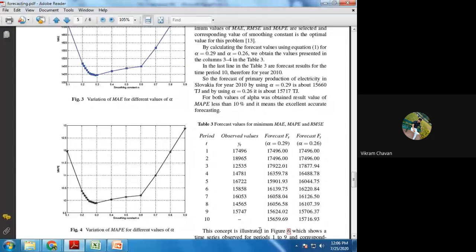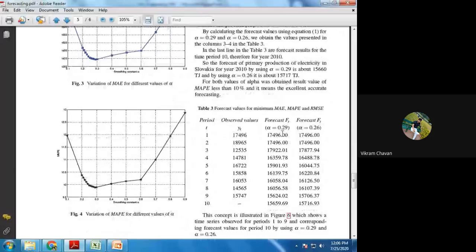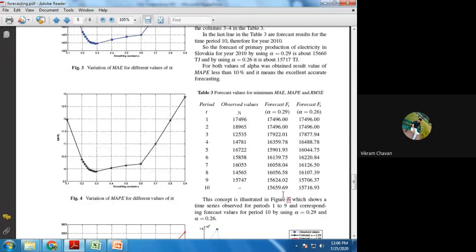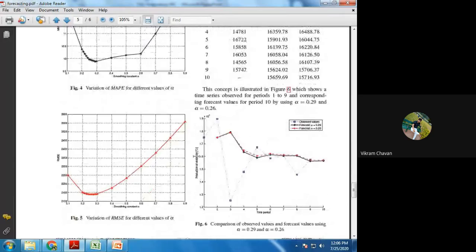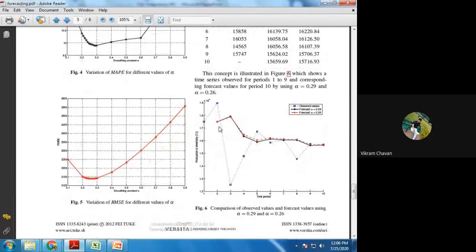Okay, and they have calculated these particular values. Whatever values we have determined in our problem, those values they have calculated over here. And they have compared the graph with the observed value.